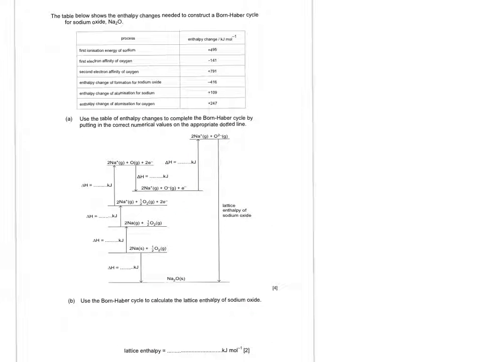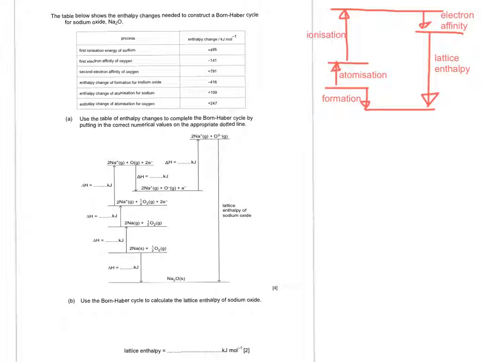Let's now have a look at a typical exam question on Born-Haber cycles. I've reduced the page size down a little bit so you can see the data and the Born-Haber cycle, plus we have some room at the side to do our calculations. The first thing we have to do is fill in the values for each of the changes. We have to work out from the change from each level to the next what's actually taking place.